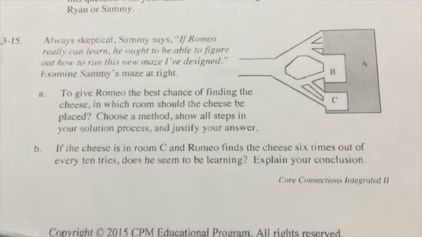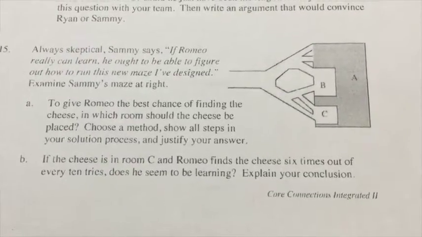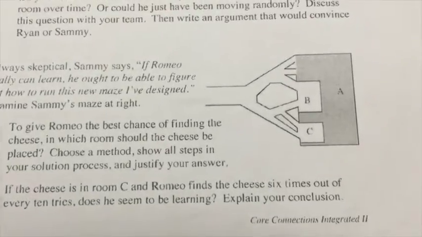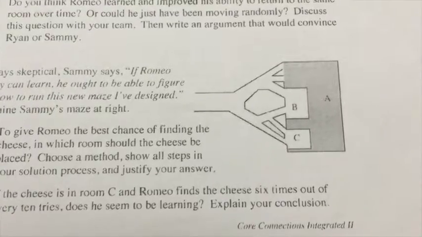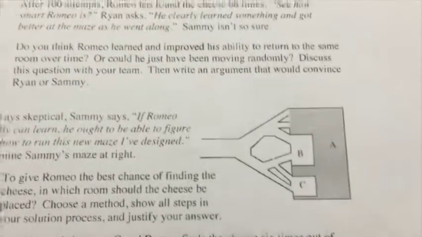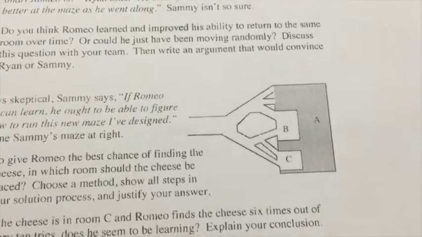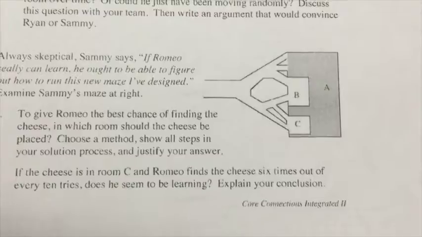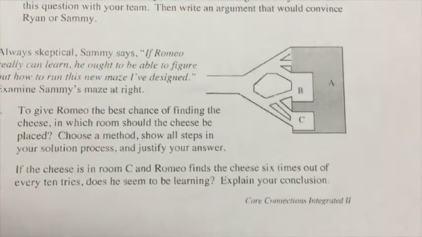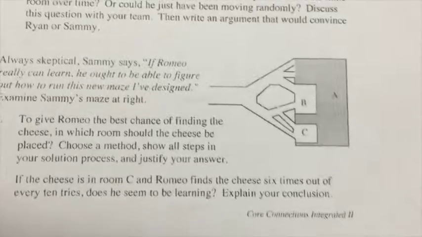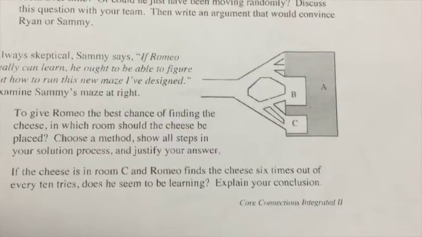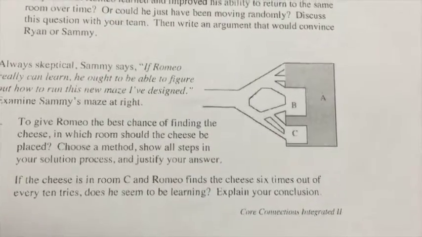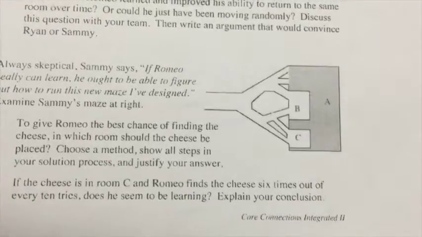Okay, so last but not least, the last question says, if the cheese is in room C and Romeo finds the cheese 6 out of 10 times, does he seem to be learning? So again, 6 out of 10 is about 60% of the time. So Romeo's results are much better than the expectation in this case, so it seems really unlikely that this rat is getting lucky, right? Because he has a 37% chance of getting lucky. So if he gets it 60% of the time, that's really good. He's probably learning where the cheese is.